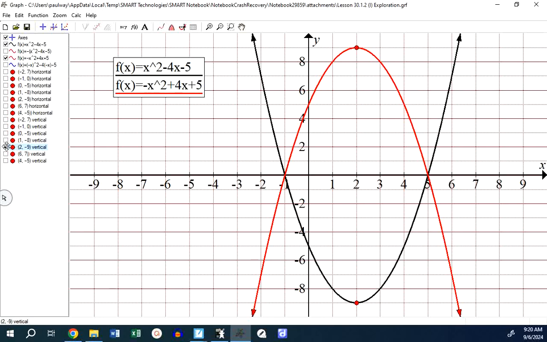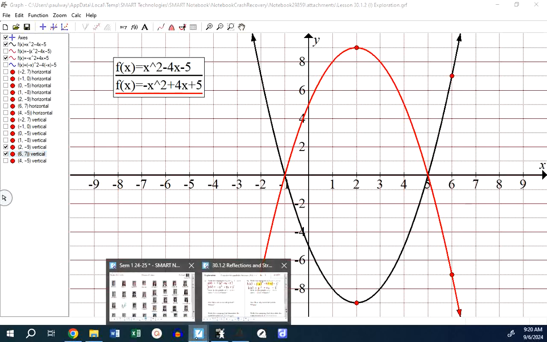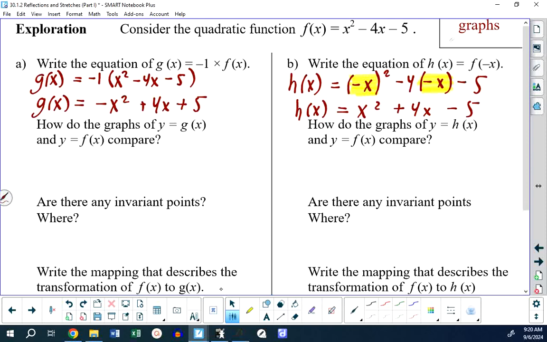I can show you another point. 6 comma 7, this point up here that I'm indicating is a point on the original function, and it ends up being down here, 6 comma negative 7. I hope it makes sense to you that the y coordinate is opposite, because a vertical reflection involves transferring that distance above to the same distance below, or vice versa. Okay? So we can write down the conclusion here. They are vertical reflections.